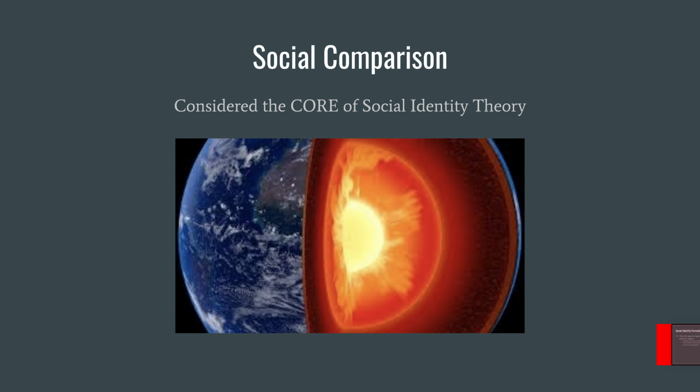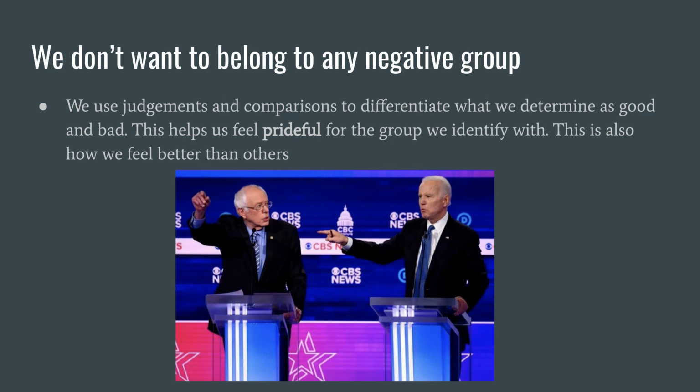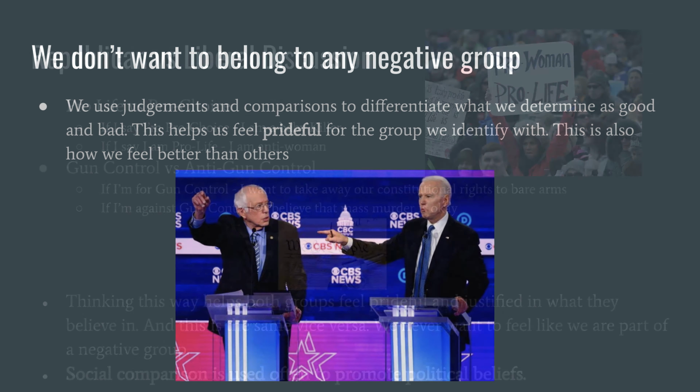So, social comparison is considered the core of the social identity theory. You do not want to belong to any negative group. We use judgments and comparisons to differentiate what we determine as good and bad. This helps us feel prideful with the group that we identify with, and this is also how we make ourselves feel better than other groups.